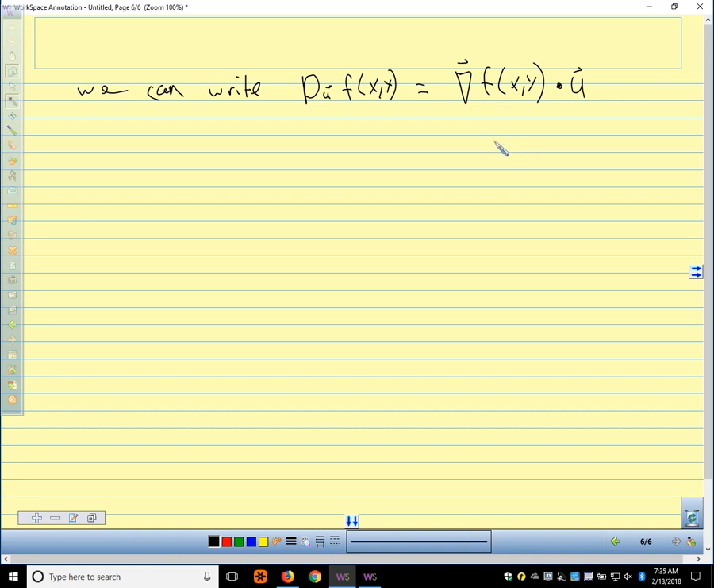Del f is those partial derivatives with respect to x, y, and z, or x and y in this case, since we just have a 2-variable function. Take the dot product with our unit vector, and we have our directional derivative. And just to re-emphasize, we're taking the dot product with a unit vector.